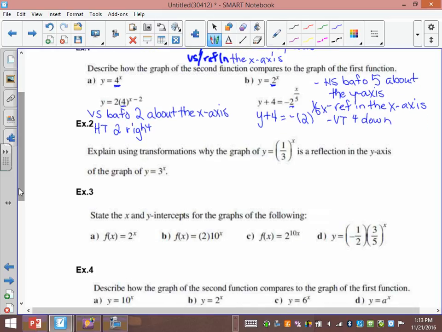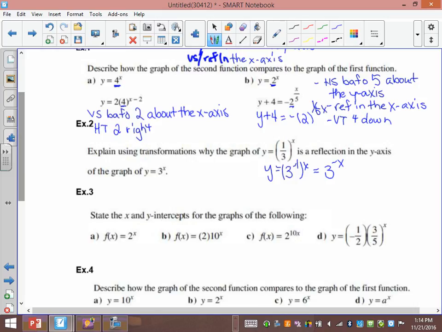This is where people say, "Lepp, you're a liar. You told me I can only compare them if they have the same base. This one is the base of a third, this one is the base of a 3. You're a liar." Can I make them the same base? Flip it. So 1/3 could be written as what? 3 to the -1, which is just 3 to the -x. And now we can compare them.